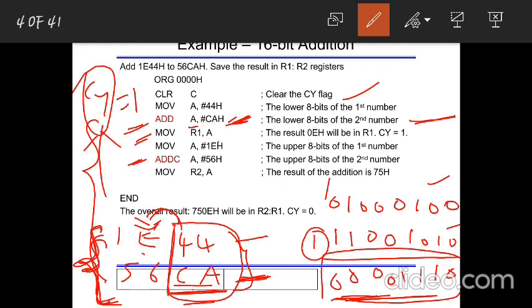Okay. So in R1 I am storing 0, 0, 0, meaning this is 0 in hexa and this is E. 0EH is being stored in R1. Okay. Now just remember this: R1 is equal to 0EH and CY is equal to 1. Is that fine?